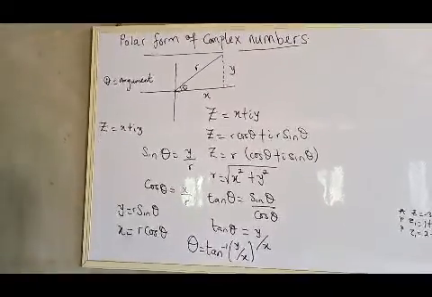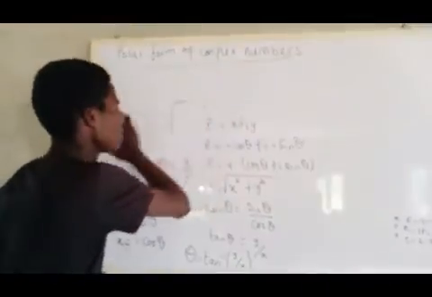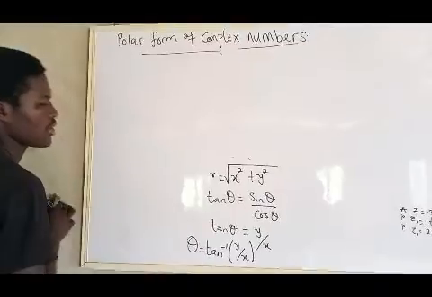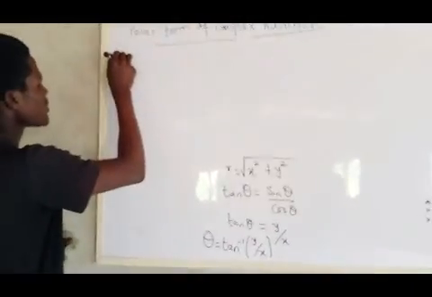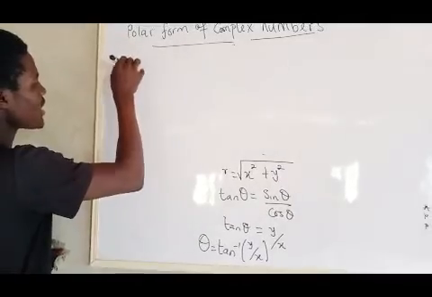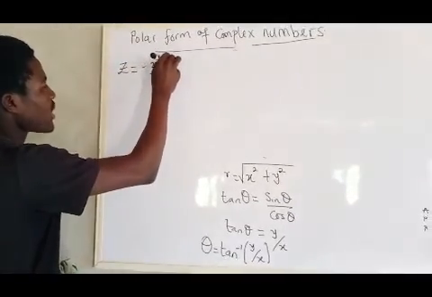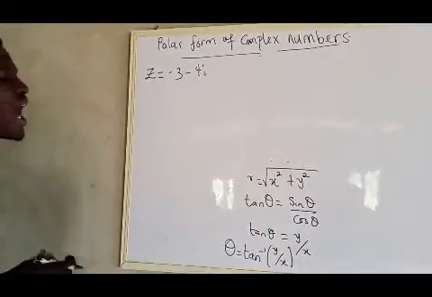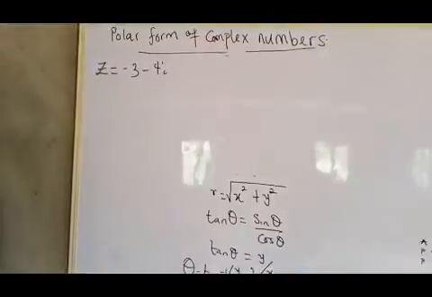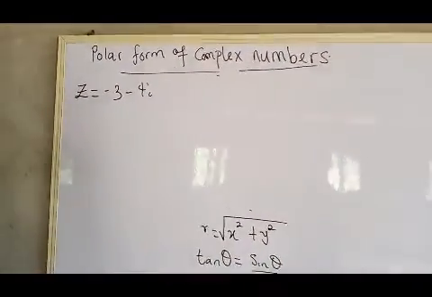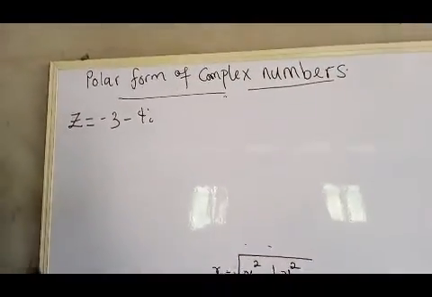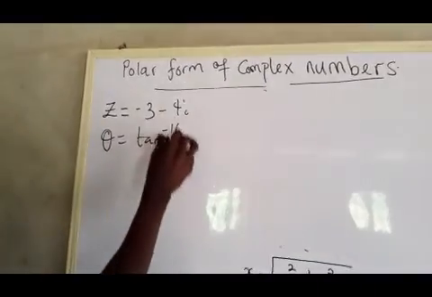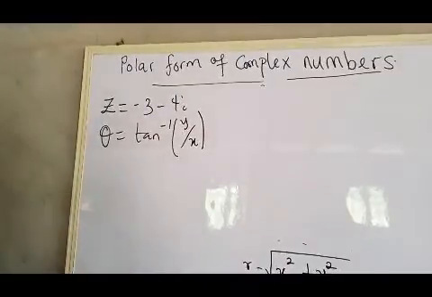All right, example 1. It says find the argument if our z is equal to minus 3 minus 4i. Now I want to find the argument. How are you going to get the argument? It is very, very simple. Don't forget I said to get the argument you use theta equals tan inverse of y over x. I get what I'm saying.